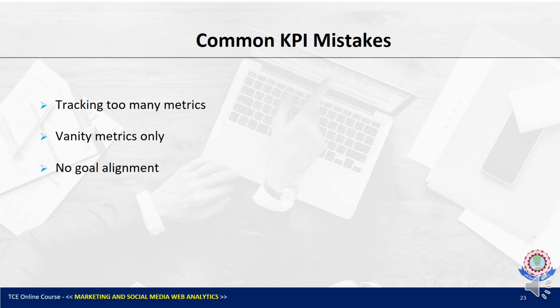Common key performance indicator mistakes. The common mistakes include tracking too many metrics. We have to select the key performance indicators correctly and follow that particular key performance indicator. We should not follow many key performance indicators. Focusing only on vanity metrics. No alignment with business goals. Good marketers focus on impact, not just numbers alone.